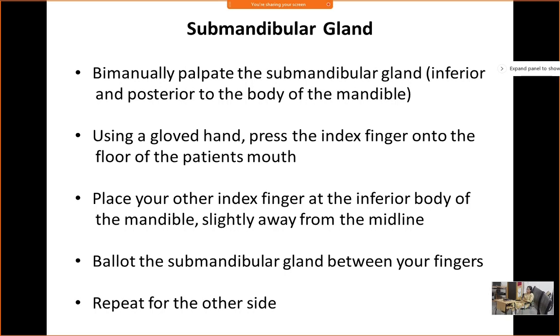That means try to move it. Ballot means you try to palpate it as if you were palpating the kidney in the abdomen. You give a slight pressure on the floor of the mouth and you receive it on the other finger, which is on the outside, and then you do the reverse. You give a pressure on the outside and you receive it on the index finger inside the oral cavity. So you have to check for ballotability. That means it should bounce in between the two fingers, one inside the oral cavity and one outside. And then you have to repeat it for the other side as well.